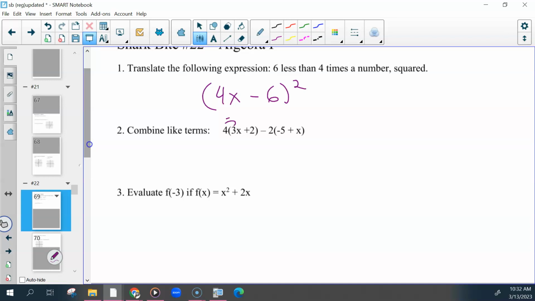Combining our like terms. Be careful with your negatives. So we have 12x plus 8 plus 10 minus 2x. Then combine your x's together and your constants together. 10x plus 18 should have been that answer.